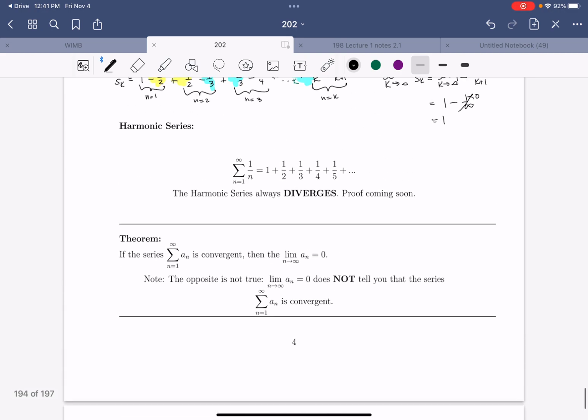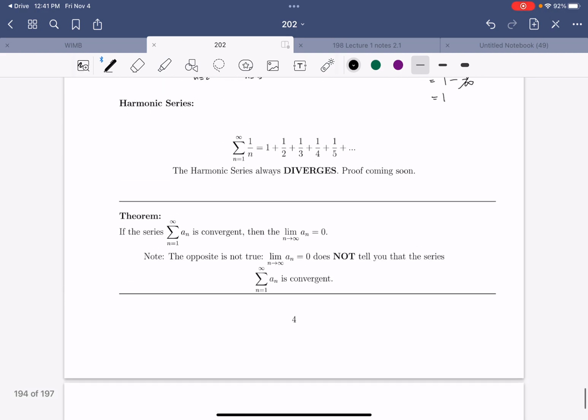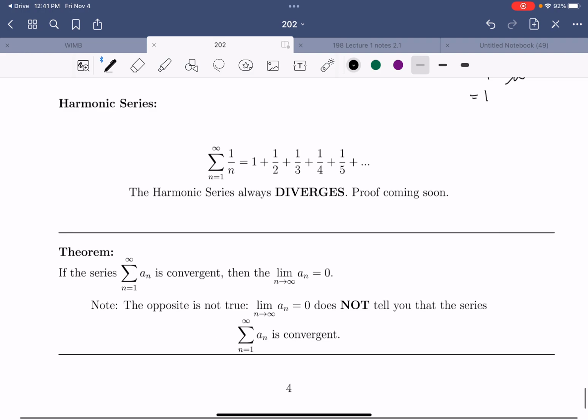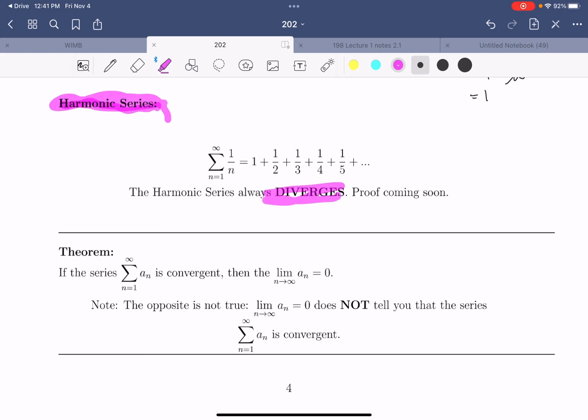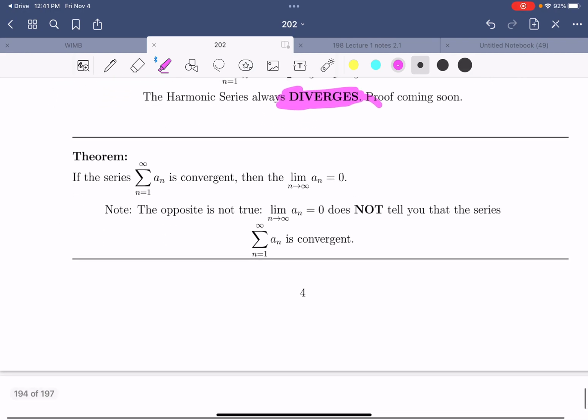Two more quick things here, the harmonic series. The harmonic series is a particular series. That's the series when you're adding n equals 1 to infinity of 1 over n. And this one always diverges. Harmonic series diverges all the time. We're going to be using that one regularly throughout the rest of chapter 11. I'll show you the proof in the next section.